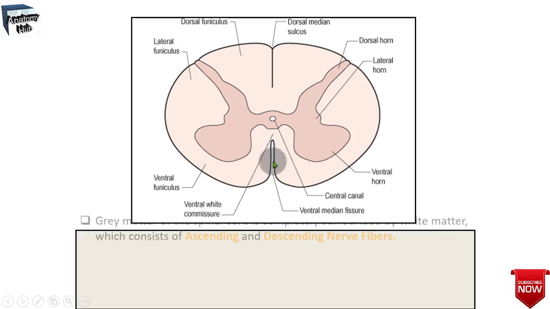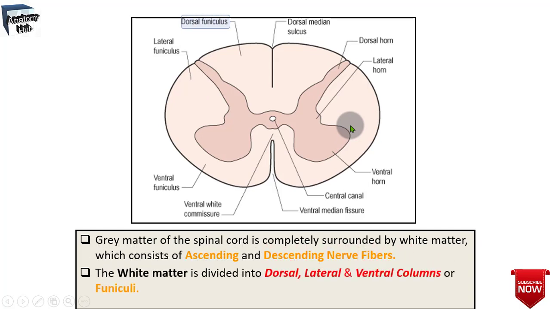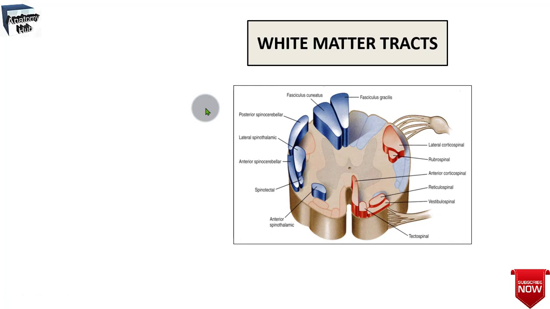The gray matter of the spinal cord is completely surrounded by the white matter, which consists of ascending fibers and descending nerve fibers. The white matter is divided into the dorsal, lateral and ventral columns, or funiculi. Funiculus is the singular. So here you will find the white matter tracts.